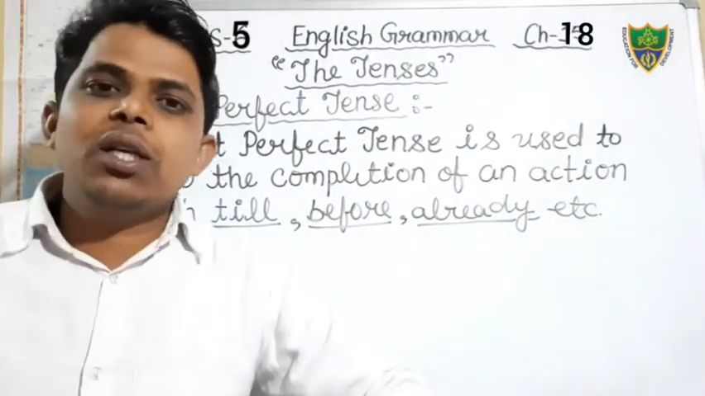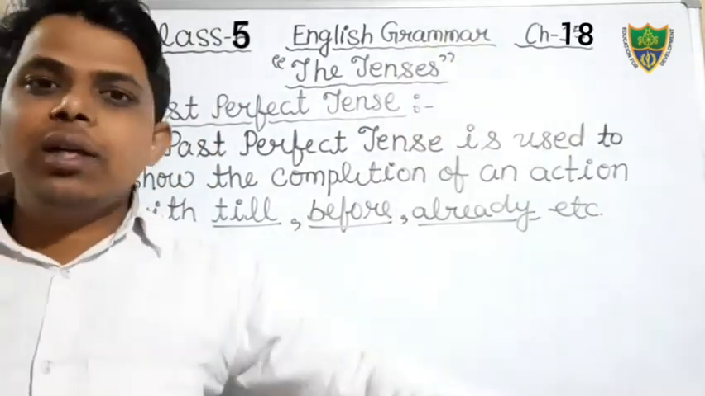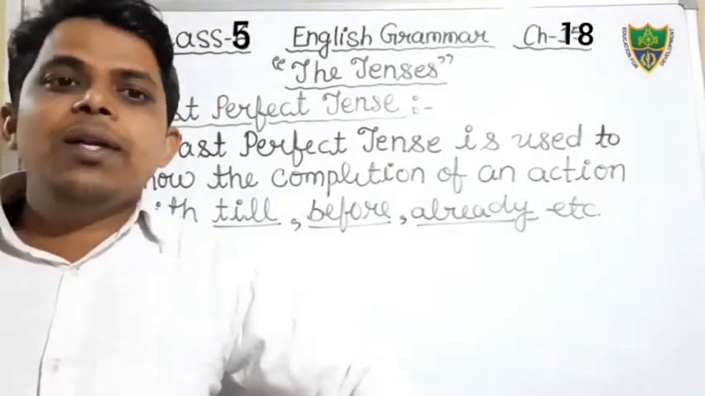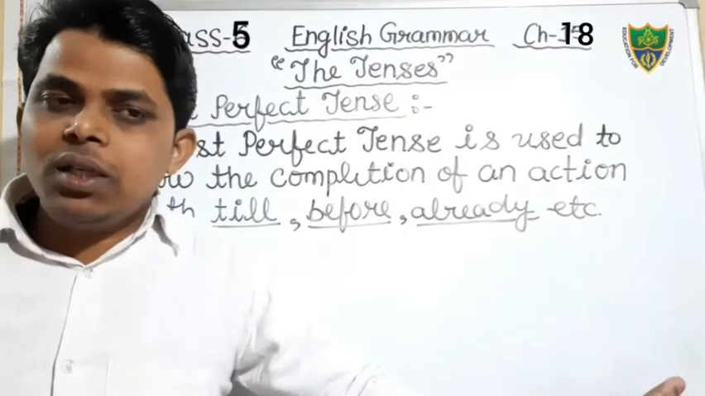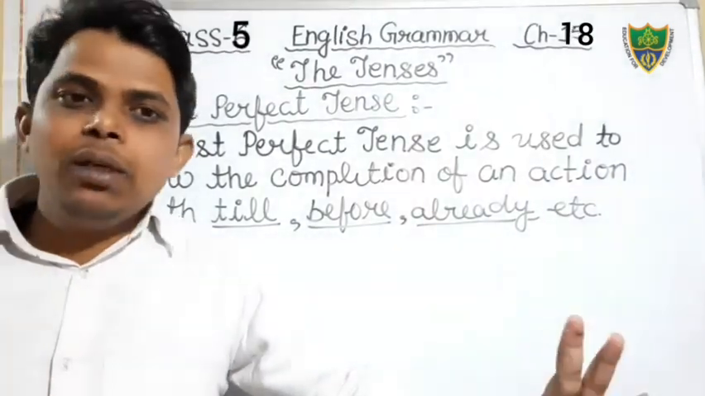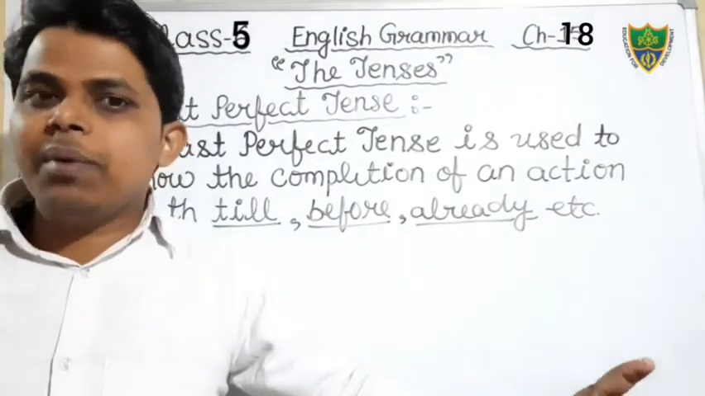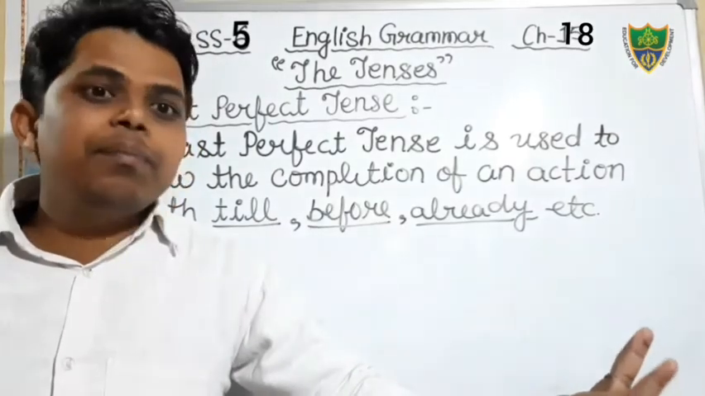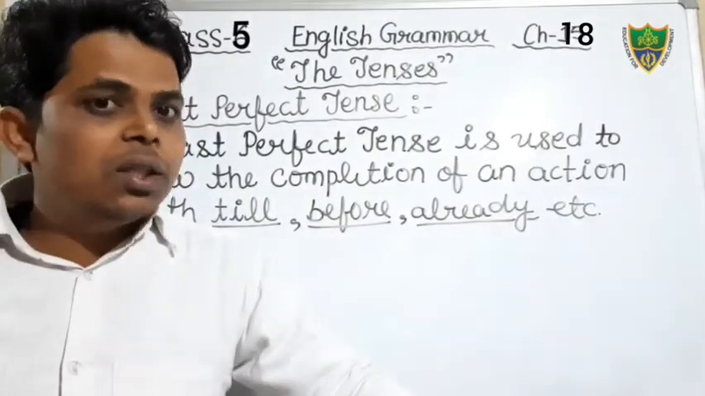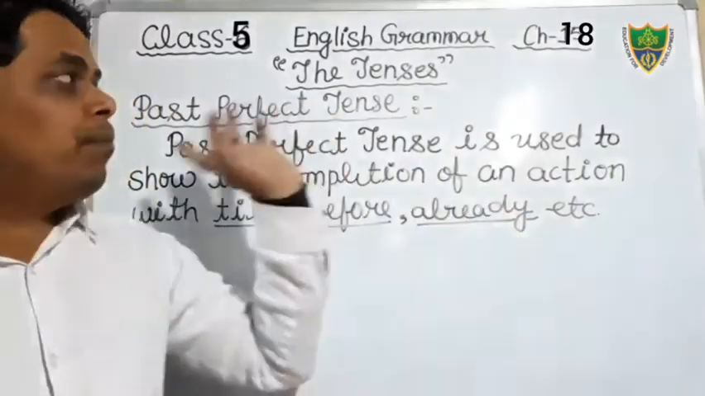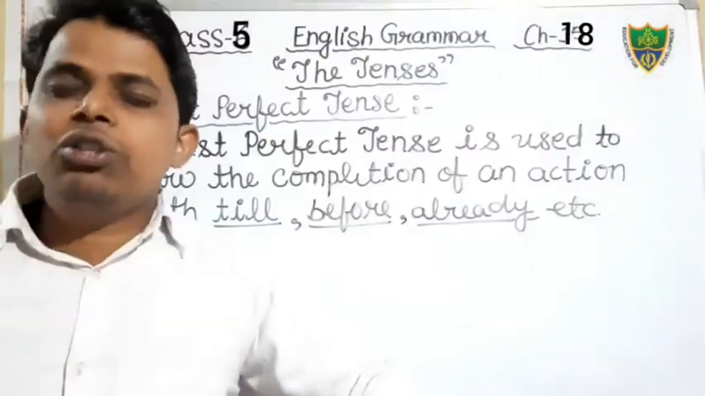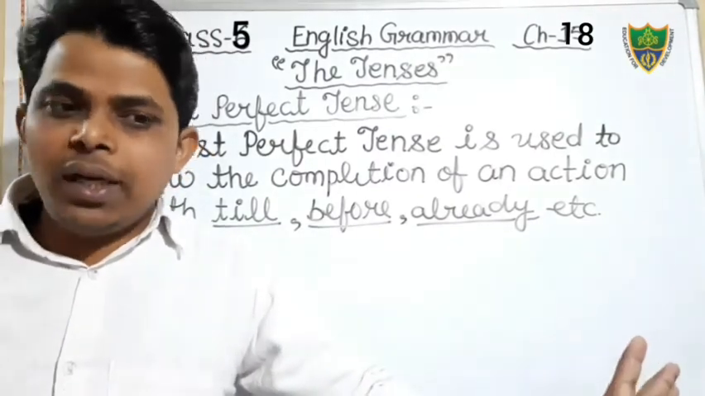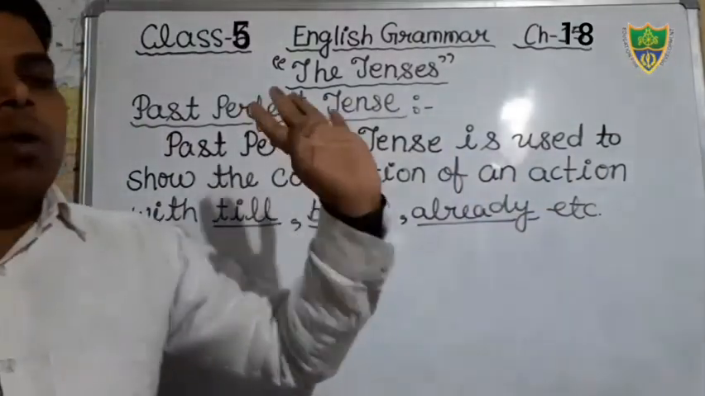Dear students, in the previous classes we were discussing chapter 15 of English grammar, that is the tenses. In this chapter we have read the present tense: present indefinite, present continuous, present perfect, and present perfect continuous. We have also completed past indefinite tense and past continuous tense, and today we will discuss the past perfect tense. Those who did not attend the previous class can watch the previous video on my YouTube channel. So students, today we will discuss the perfect tense.